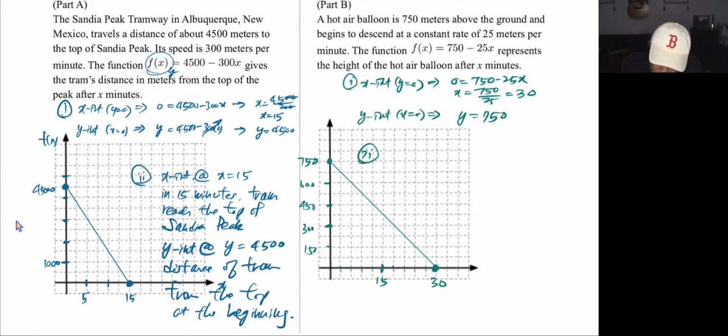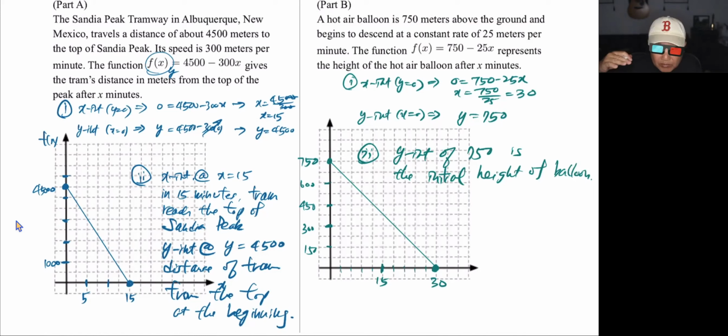All right? So here, the 750 is above the ground. So this right here is always the initial value, right? So the y-intercept of 750 is the initial height of the hot air balloon. That's the initial height before the descent, right? And then x represents the time, doesn't it?